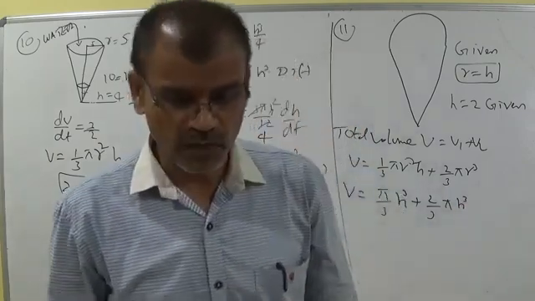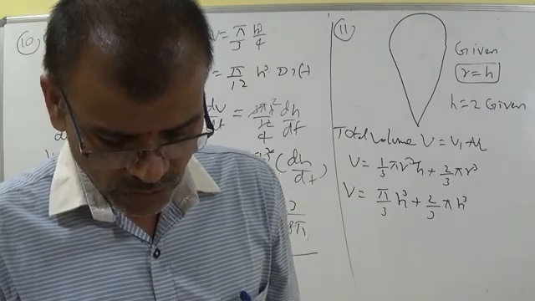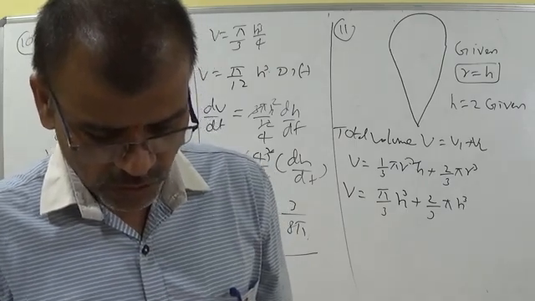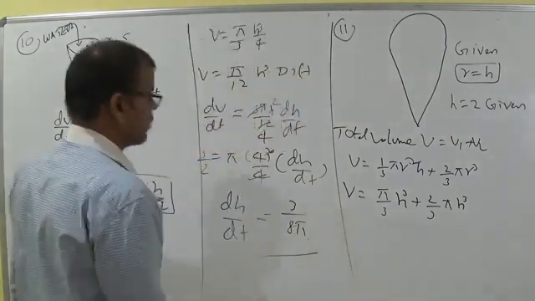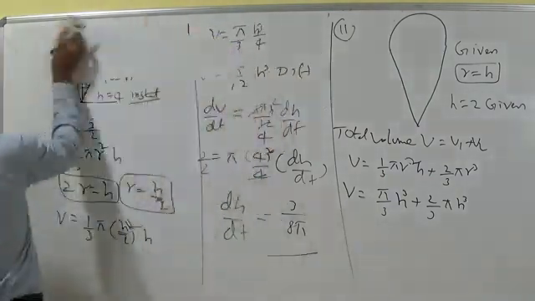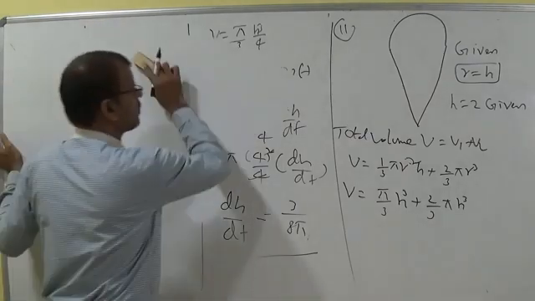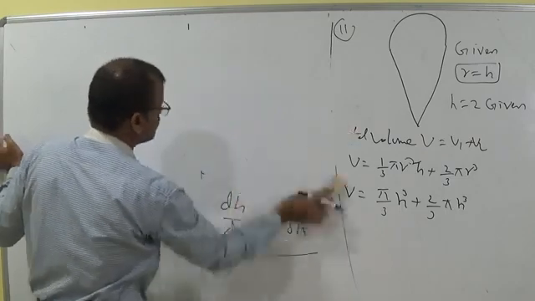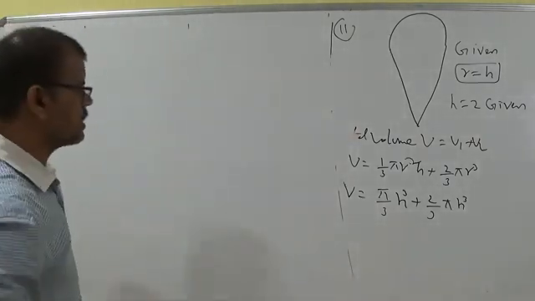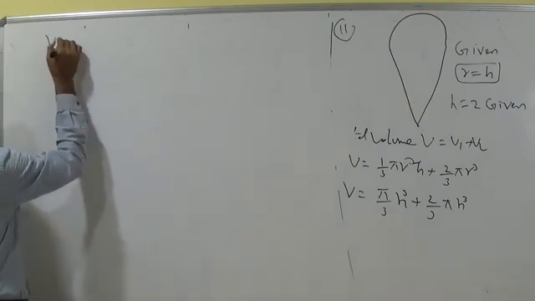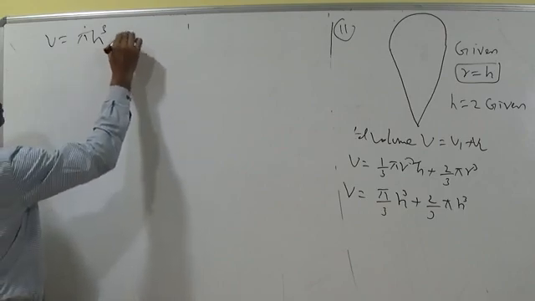First you read the data. What should we calculate? The rate of change of its volume is dash times change in height, that is dh/dt. So add π h cube by 3 plus 2 π h cube by 3. Then it becomes 3 π h cube by 3. Cancel the 3, and V is equal to π h cube.